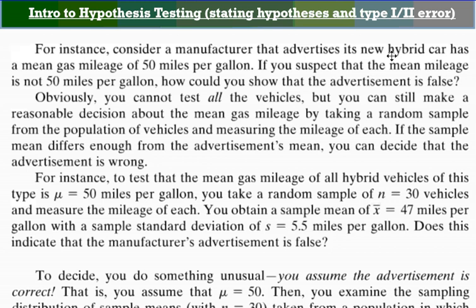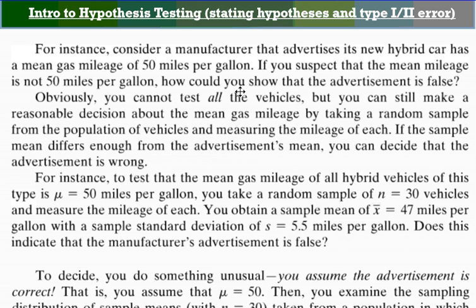New hybrid car, average mileage 50 miles per gallon. You suspect the mean mileage is not 50 miles per gallon. So how could we show that the advertisement is false? Obviously, we cannot test all their vehicles, but you can still make a reasonable decision about the average gas mileage by taking a random sample from that population of vehicles and measuring the mileage of each in that sample. If the sample average differs enough from the advertisement's average, we can decide that the advertisement's average maybe is false.